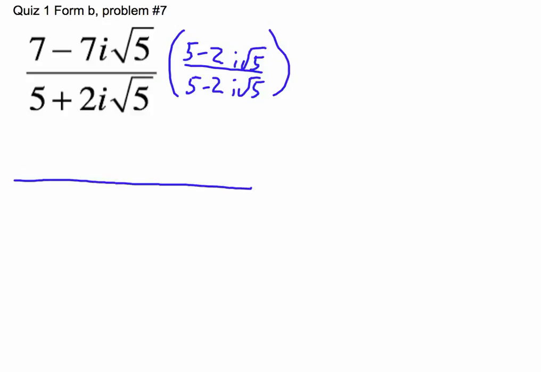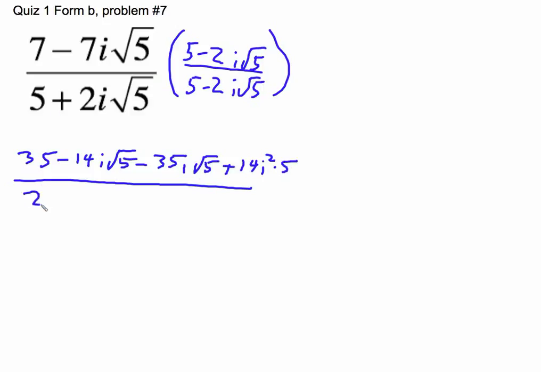So we'll do the numerator. 7 times 5 is 35. Outer is minus 14i square root of 5. Inner is minus 35i square root of 5. And then our last term is going to be minus 7 times minus 2, which is plus 14i squared, and the square root of 5 times square root of 5, that's times 5.